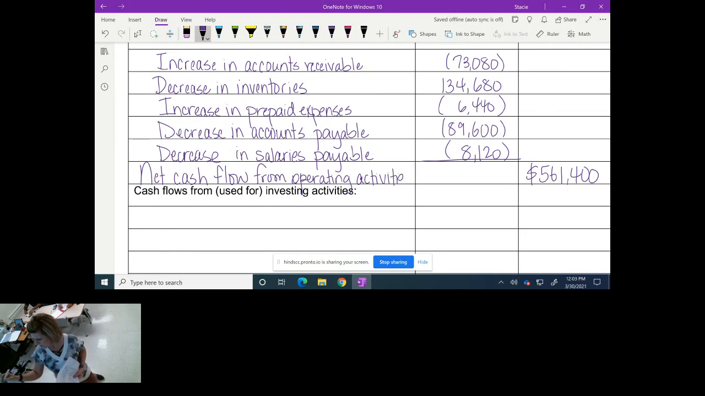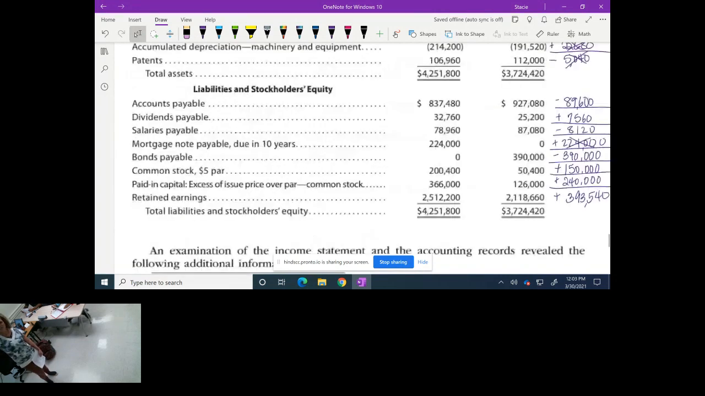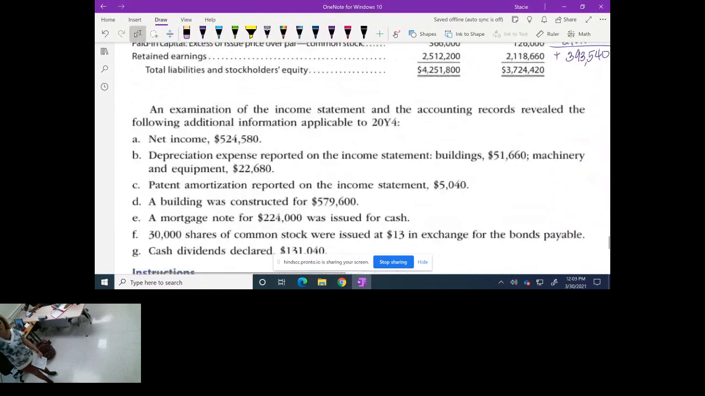All right, so now we've got financing. So let's see. First one. Or investing, sorry. Land. You are listening. Some of you are listening. Land? Did land change? Oh, no, buildings. Okay, so buildings changed.